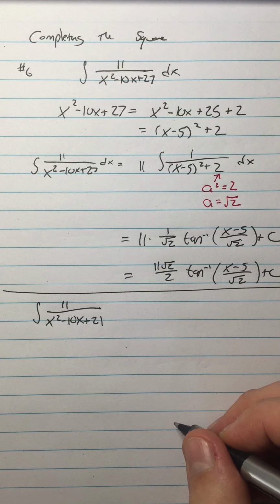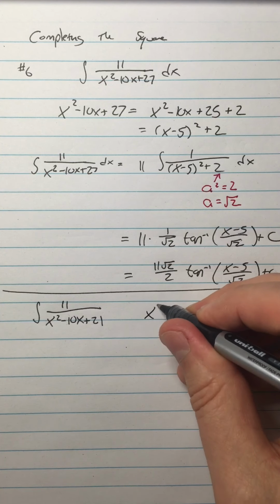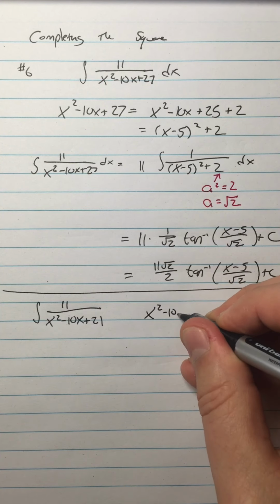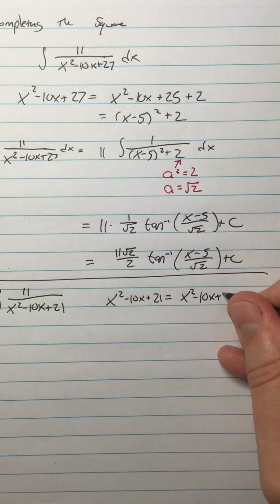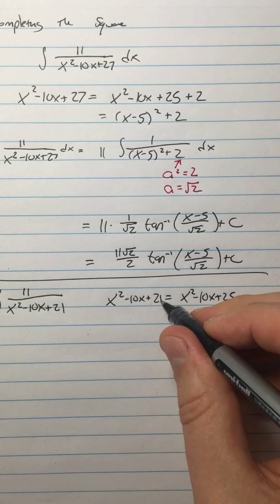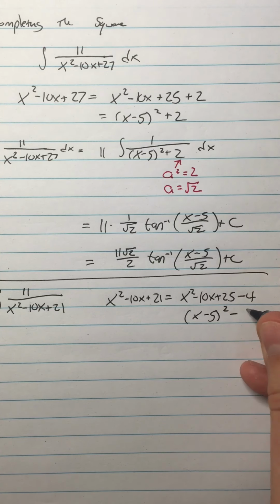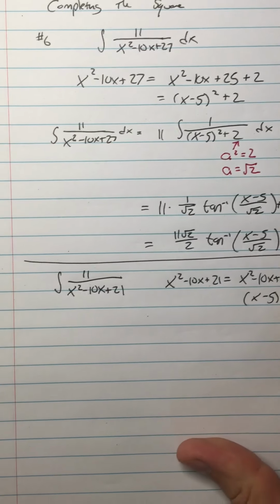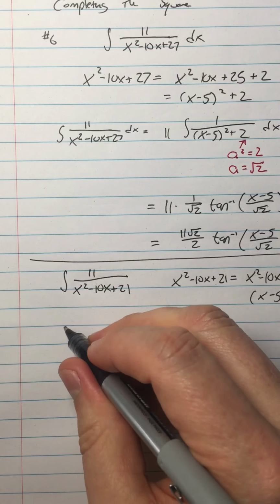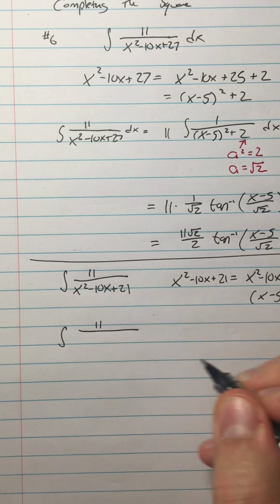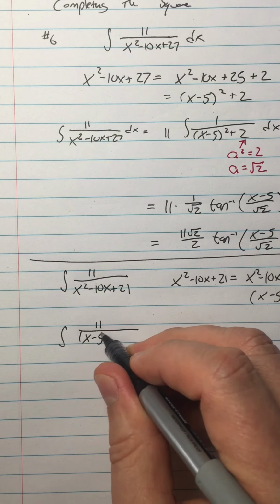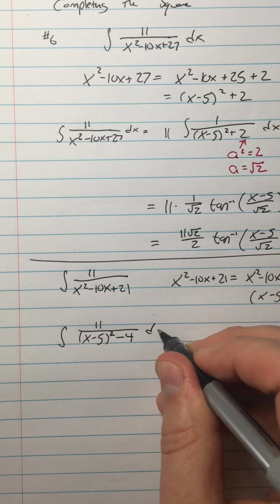Then what would happen? When I look at my x squared minus 10x, and then put plus 21, I have to put plus 25, but now it's going to be minus 4. So I have x minus 5 squared minus 4. So what am I going to do with that? Then I have the integral of 11 over x minus 5 squared minus 4 dx.